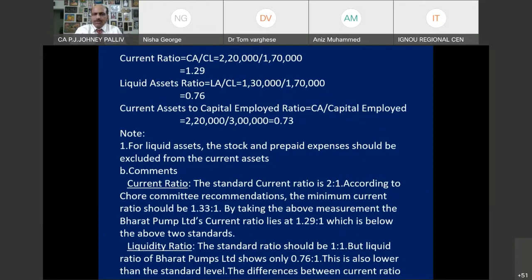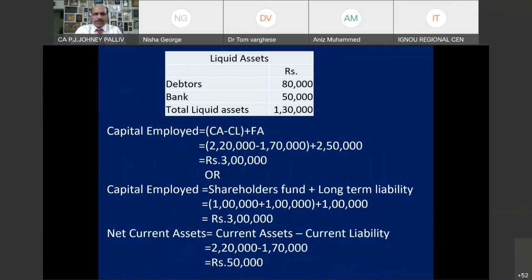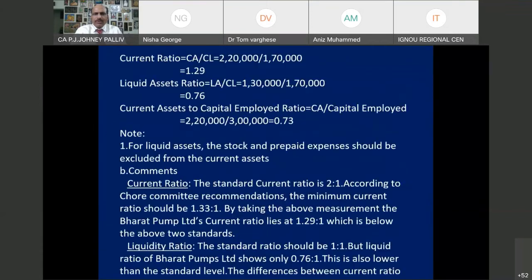According to the recommendation of the committee, the minimum current ratio should be 1.33:1. By making the above measurements, the Bharat Pump Limited current ratio is less, at 1.29:1. You can see the current ratio here. What is the current ratio? Percentage is given on the top. Current ratio is 1.29, whereas the standard norm is 2:1. Instead of 2:1, it is 1.29:1, which is below the above two standards.